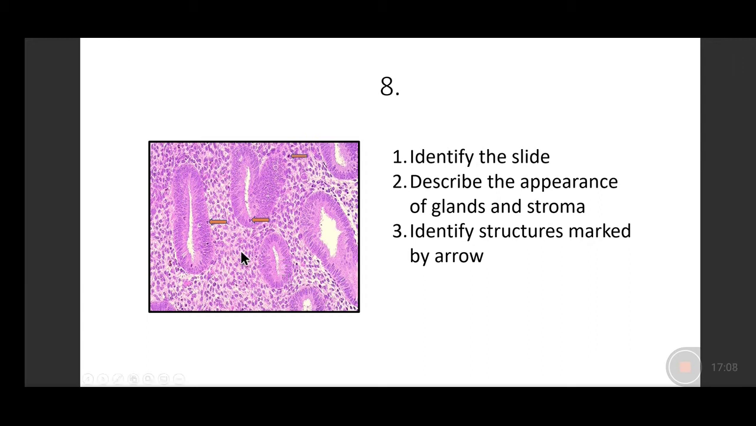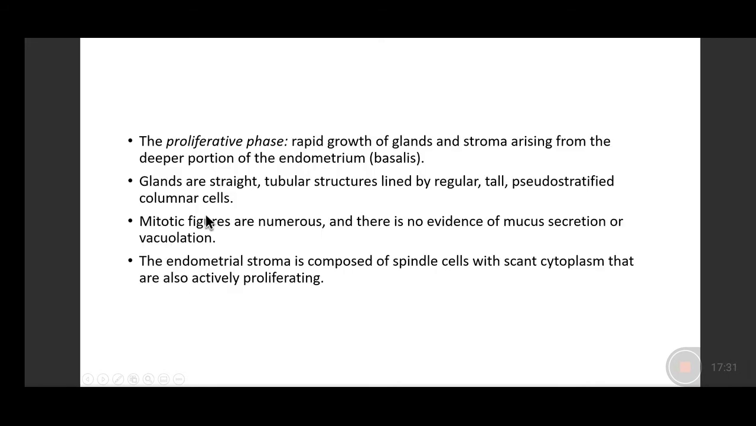In the initial or menstrual phase, there will be shedding type of endometrium that we can see on histopathological examination, subsequent to which, under the influence of LH and FSH hormones, there will be proliferation of the endometrial glands, and there will be increase in the stratification and increase in the mitosis. There will be a very condensed stromal environment. So the proliferative phase shows the rapid growth of glands and stroma, which arise from the deeper portion of the endometrium, the endometrium basalis.